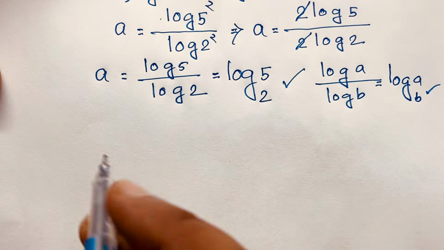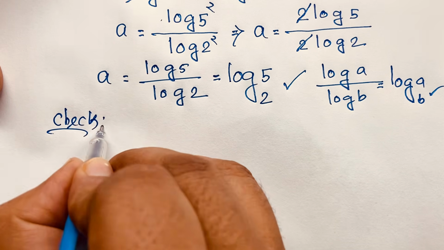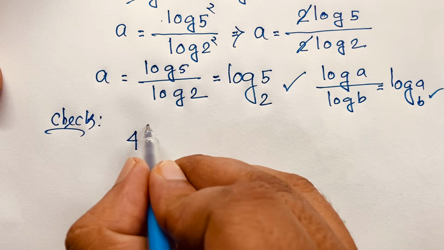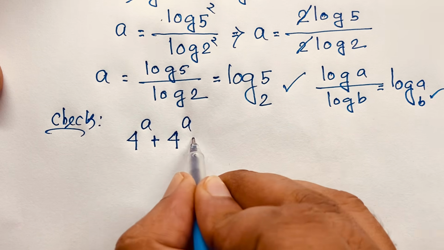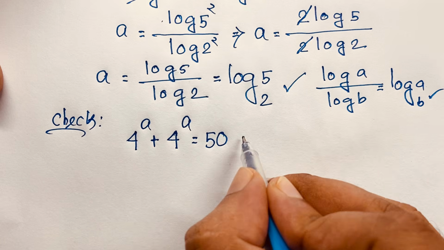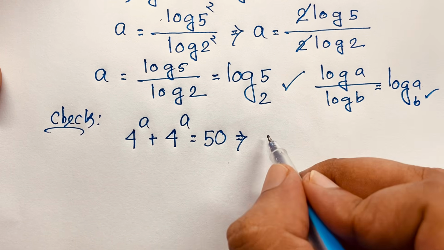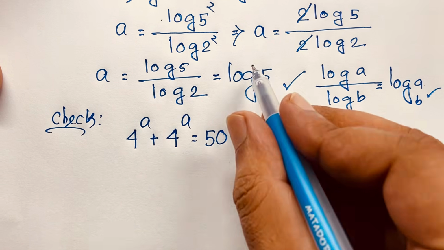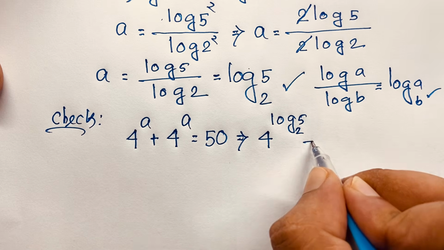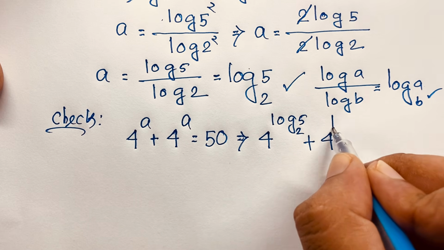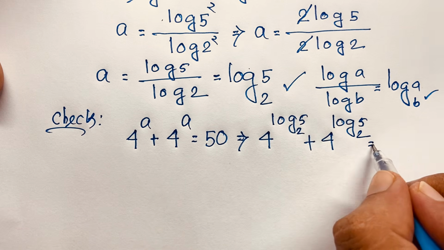Now let's verify, or let's check our question, which is 4 to the power a plus 4 to the power a is equal to 50. This is our question. Now at this moment you can say here 4 to the power a, which is log 5 base 2, plus 4 to the power log 5 base 2, this is the value of a, is equal to 50.